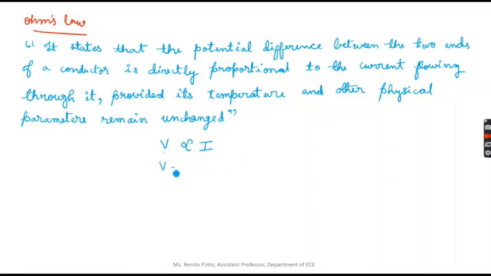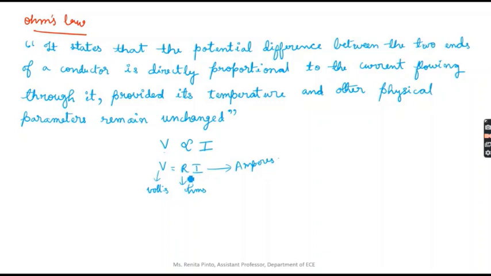So V is equal to R into I. R is nothing but the constant of proportionality, also called the resistance of the conductor. V is given in volts, R, the resistance, is given in ohms, and I, current, is given in amperes. So V is equal to R into I.